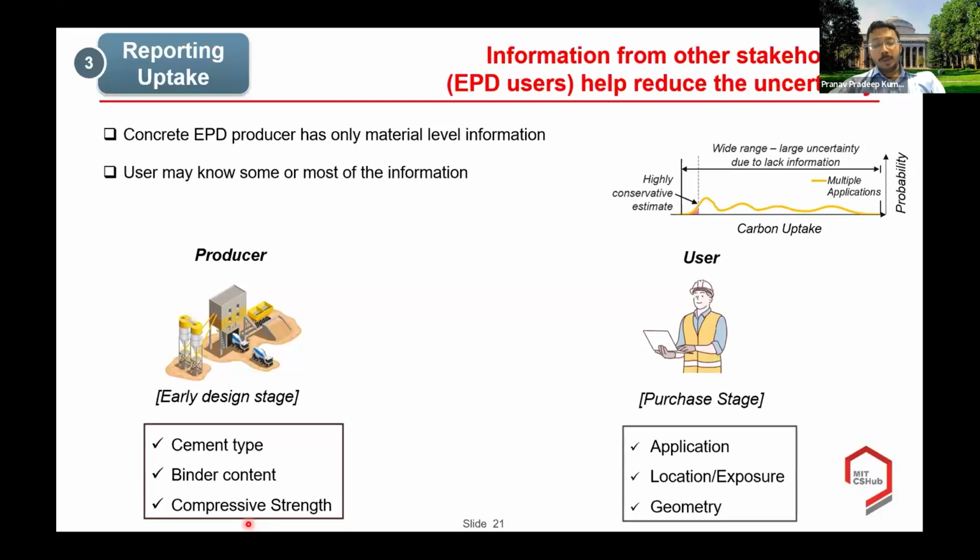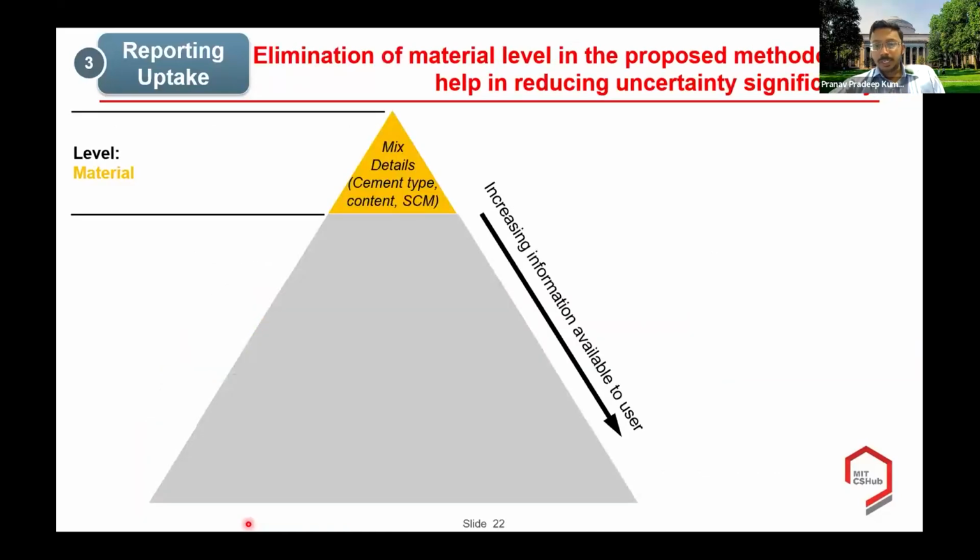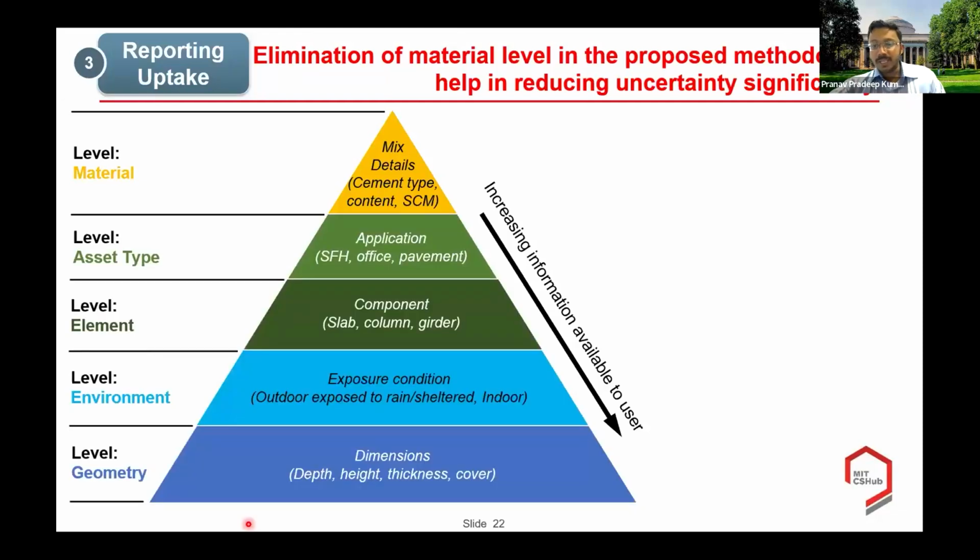But we know that the downstream user may know some or most of the information related to the application, geometry, and location. Our goal here is to ensure that EPDs can help in this transfer of information, and the users can leverage the end use information that's available to them. So typically, as I mentioned, the producers develop the EPD based on the information at the material level, but we can define different levels based on the granularity of information that's available to the user.